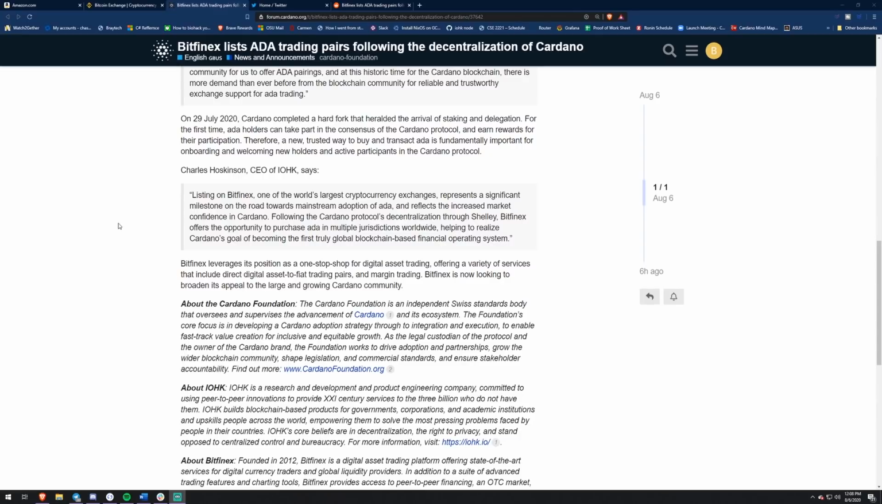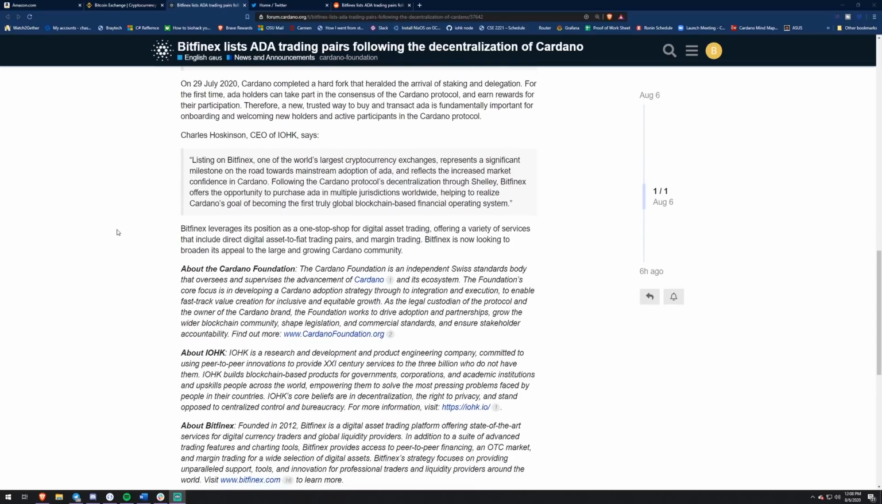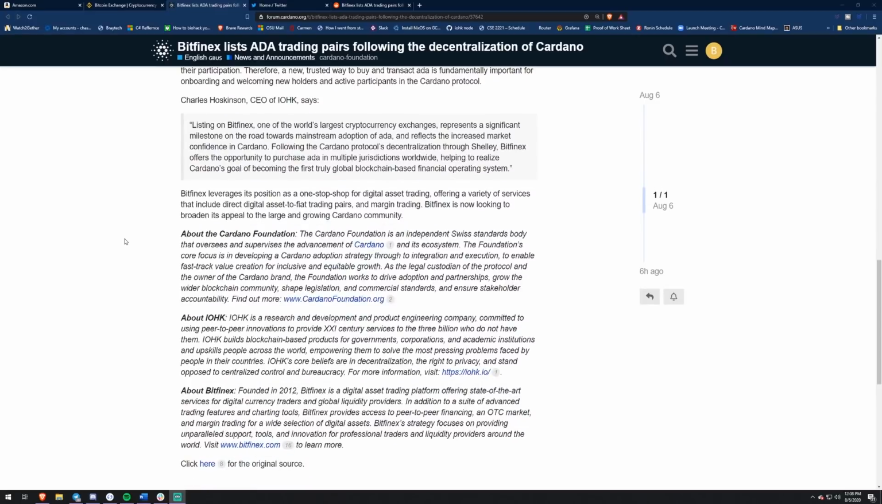Following Cardano's protocol decentralization through Shelley, Bitfinex offers the opportunity to purchase ADA in multiple jurisdictions worldwide, helping to realize Cardano's goal of becoming the first truly global blockchain-based financial operating system." Bitfinex leverages its position as a one-stop shop for digital asset trading, offering a variety of services that include direct digital asset to fiat trading pairs, and margin trading. Bitfinex is now looking to broaden its appeal to the large and growing Cardano community.